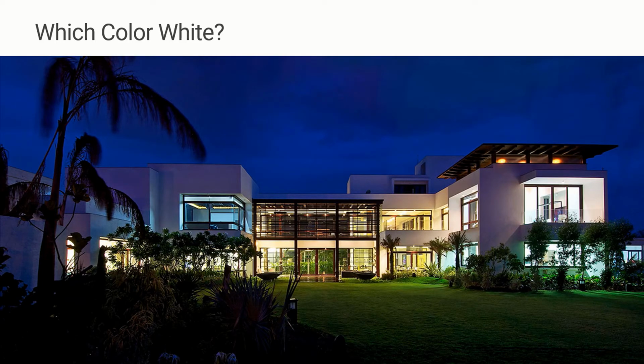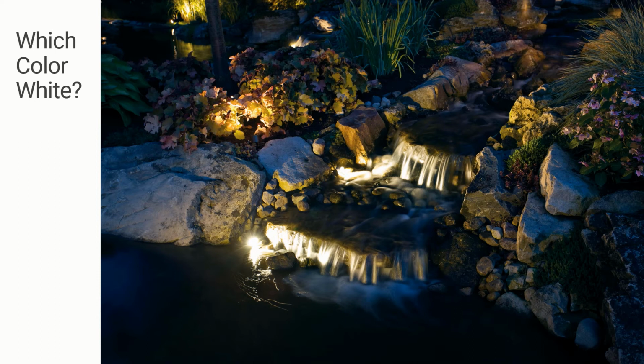What about this sleek contemporary glass and concrete home? The 3000K light will accentuate the whites, and the surrounding greens of the palms will be bolder and brighter. What about a water feature?